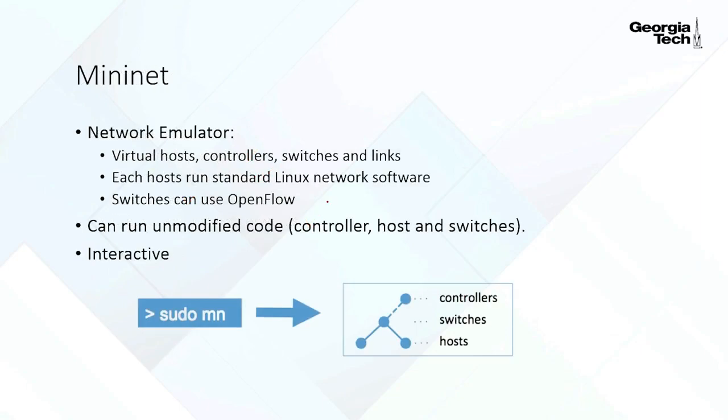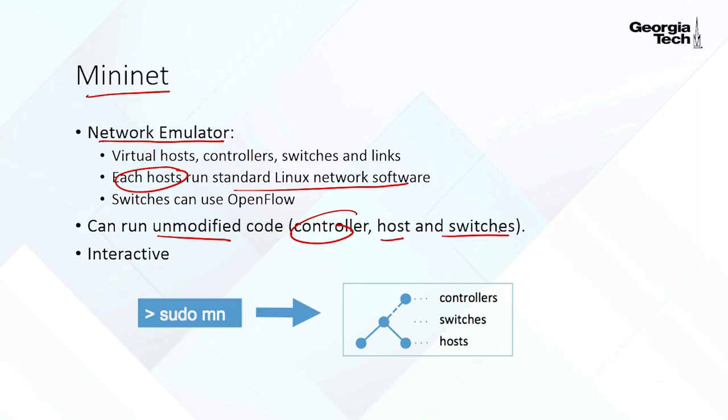First, let's talk about what Mininet is. Mininet is a network emulator that is able to run kernel, switch, and application code on a single machine for each of the elements of your topology. Each of the hosts is going to be running a standard Linux network stack, actually the whole Linux stack, such that you can run any type of code unmodified. So that's for the controller, for the host, and for the switches.